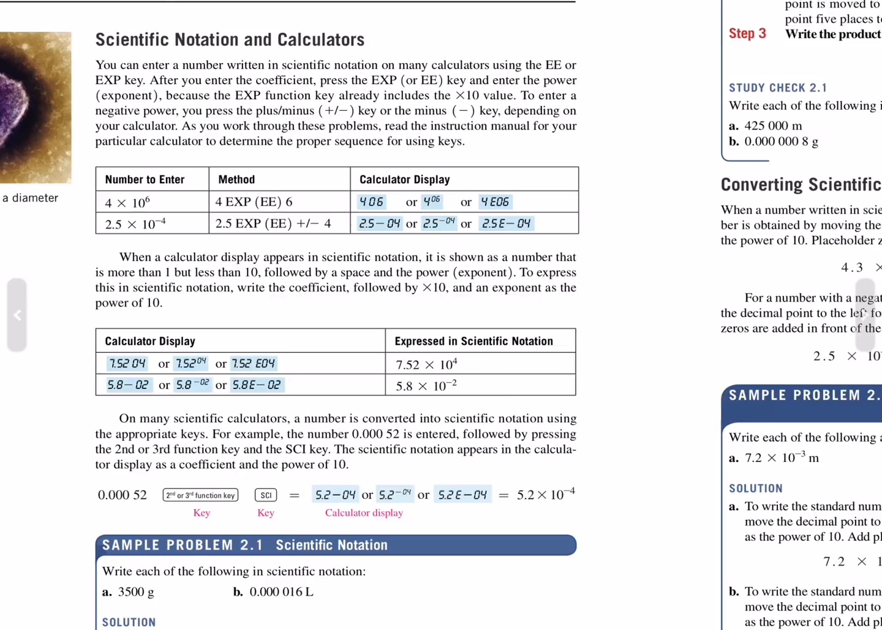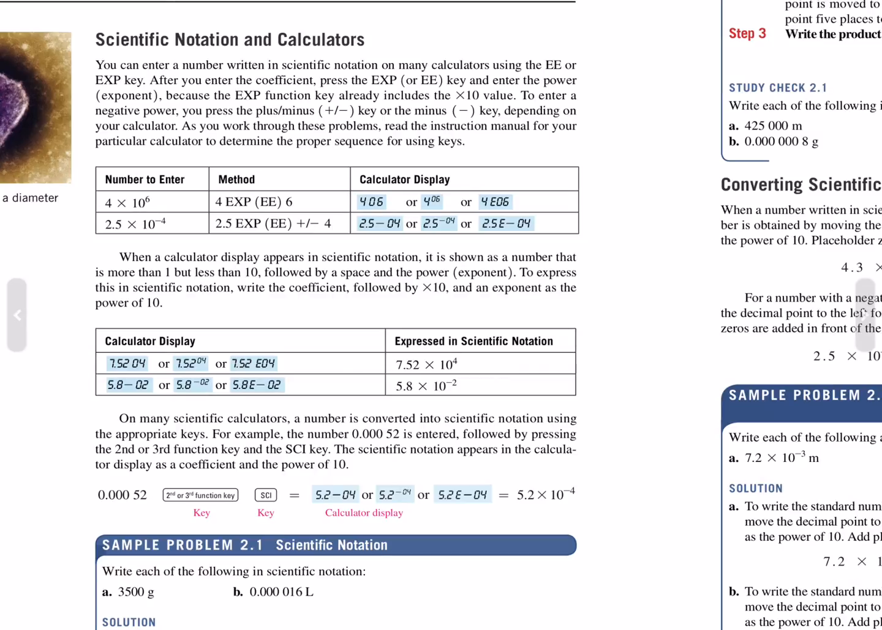When a calculator display appears in scientific notation, it's shown as a number that is at least 1 but less than 10, followed by a space and then a power. To express this in scientific notation, write the coefficient followed by times 10 and the exponent as the power of 10. 7.52 with a small 4 is 7.52 times 10 to the 4.